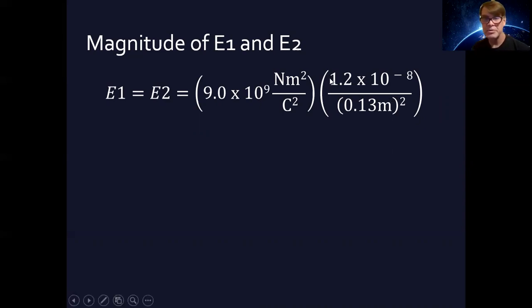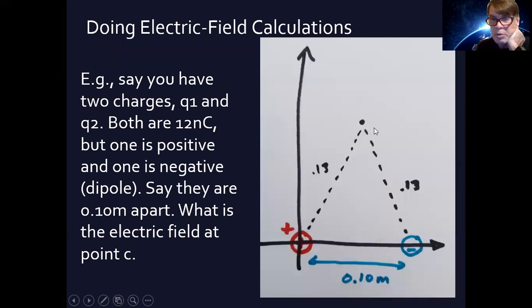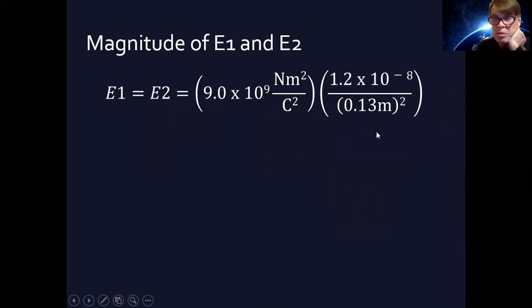I went ahead and put 1.2 times 10 to the negative 8. It means the same thing. And then the distance away is 0.13 meters, and then it's r squared, right? The formula is 1 over 4 pi epsilon 0 times q over r squared. Just to make sure I'm not crazy. No, I'm not crazy. Okay, so that's the formula. We do all our math, and it comes out 6.39 times 10 to the third Newton per coulomb.